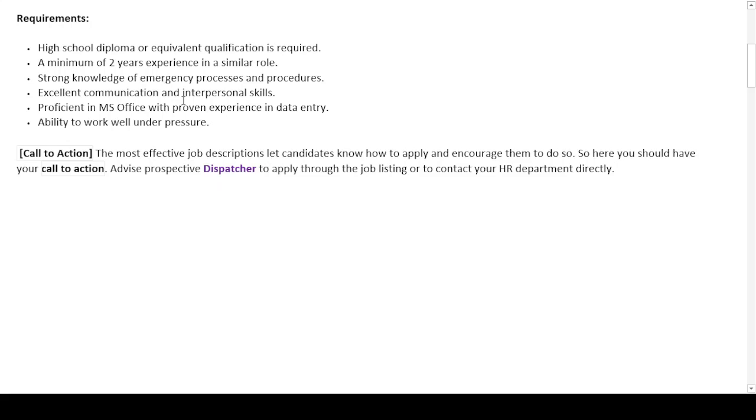At the end, our job description ends with a call to action paragraph that states how a potential candidate can apply for the job, or in easy words, how they can approach the HR department to get more information about this particular job of a dispatcher. Basically, a medium of contact is written in this section by the company. And finally, our job description ends here.